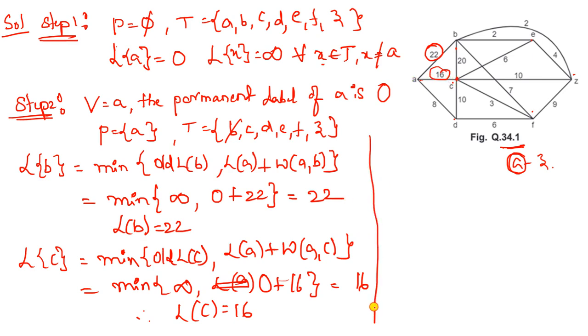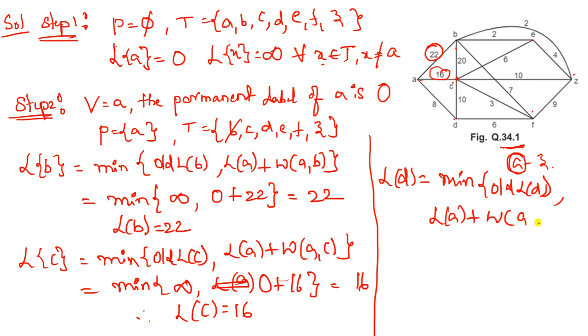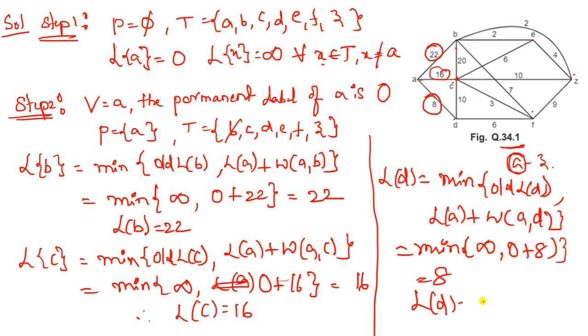Okay, so I do here length of D. Length of D is equal to minimum of old L of D value comma length of A plus weight of A comma D. Okay, so in this step minimum of, again we have not visited D, so here also infinity, and 0 plus A to D. A to D what is the value? 8. So 0 plus 8. So in this, minimum of infinity comma 8. So we will get 8. So length of D is equal to 8.